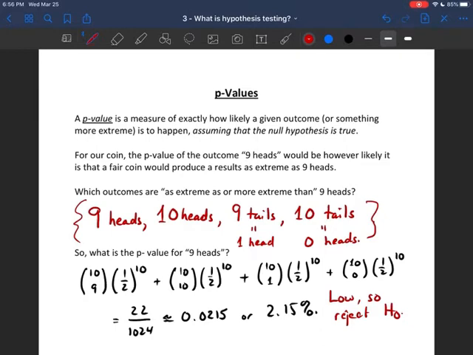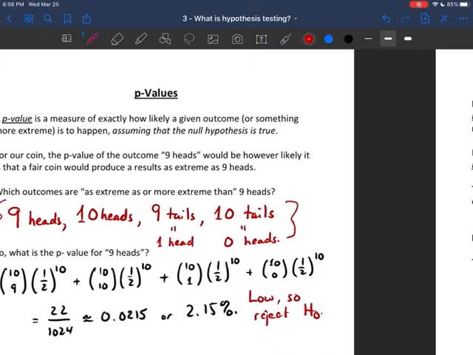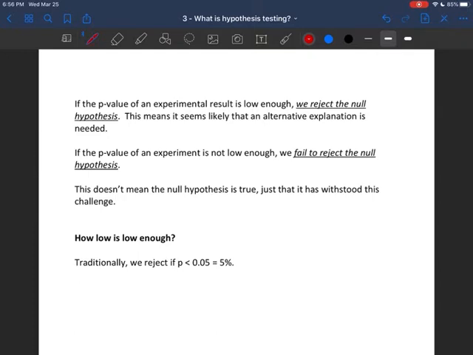So the calculation I've done here is very precise, but what's my standard? Where is the cutoff between a p-value low enough to reject the null hypothesis, and a p-value that's too large to safely reject the null hypothesis? Well, traditionally, if the p-value of an experimental result is low enough, we reject the null hypothesis. If the p-value of an experiment is not low enough, we fail to reject the null hypothesis. If we fail to reject the null hypothesis, that doesn't mean that the null hypothesis is necessarily true. It only means that we don't have enough evidence to say one way or the other. And in that case, we retain the null hypothesis.